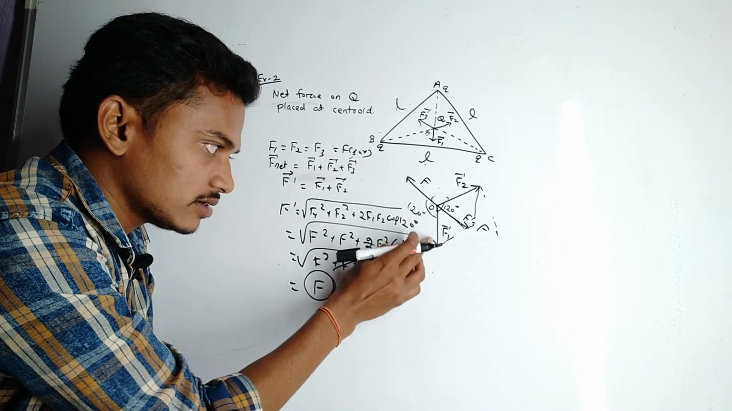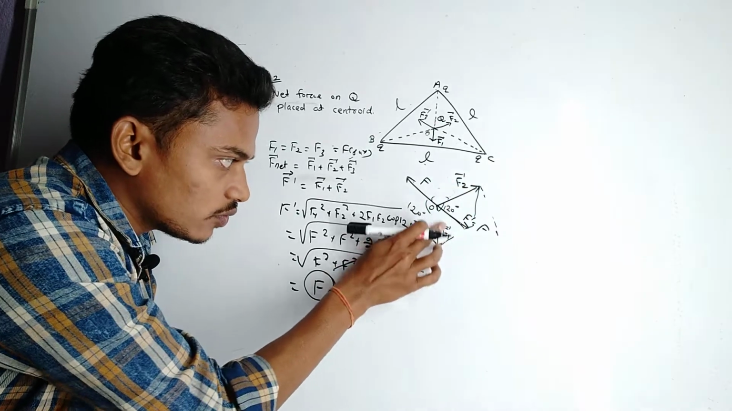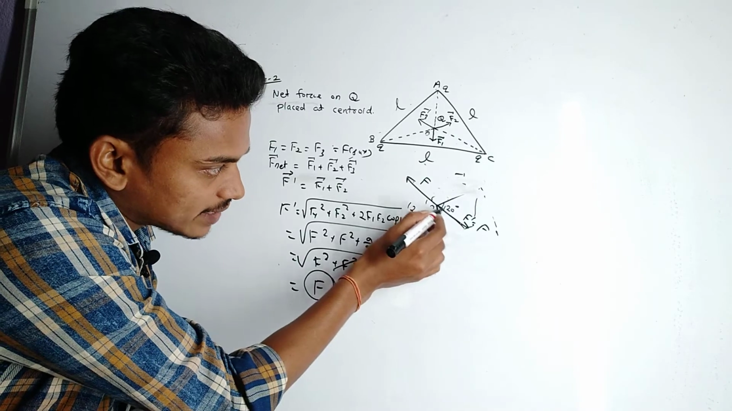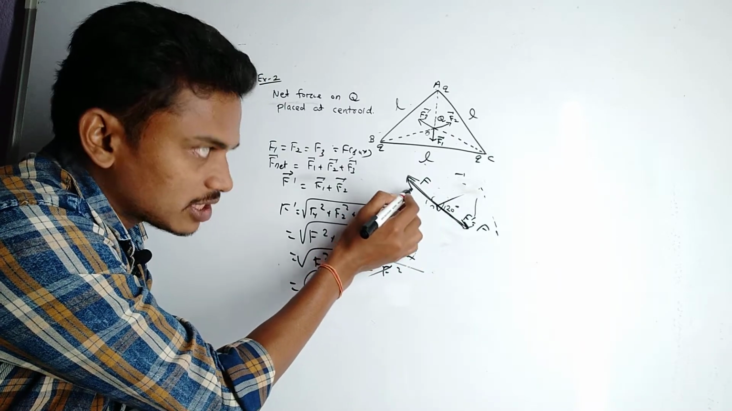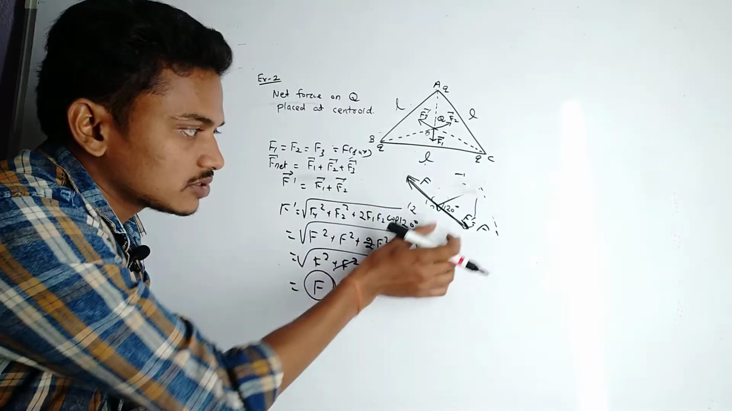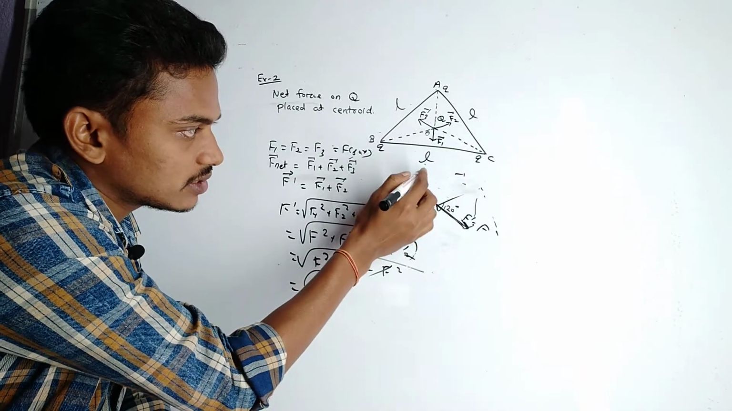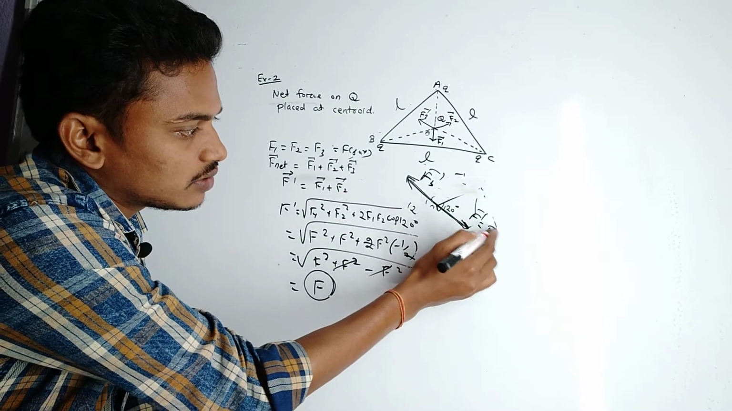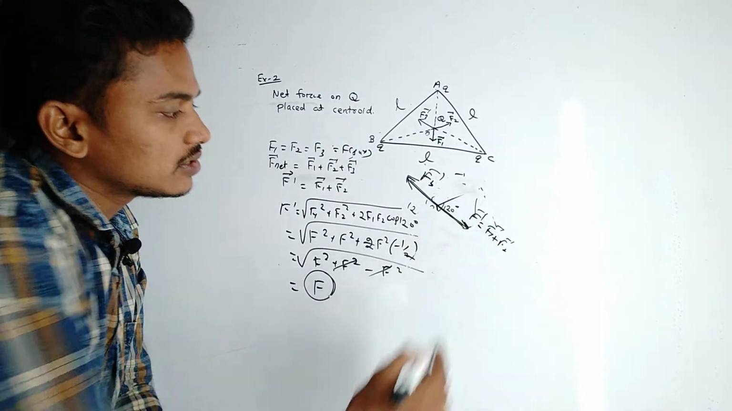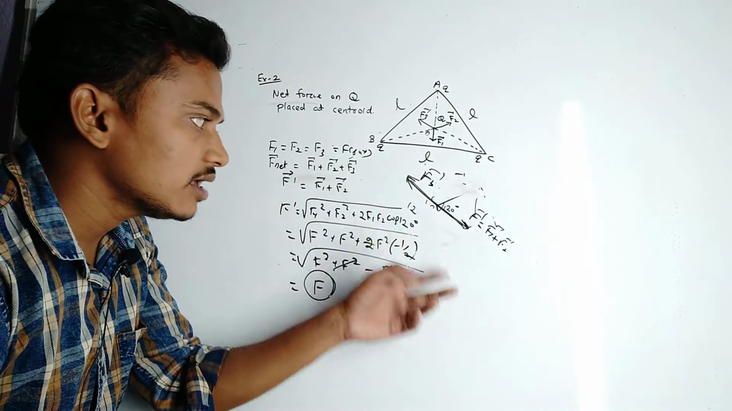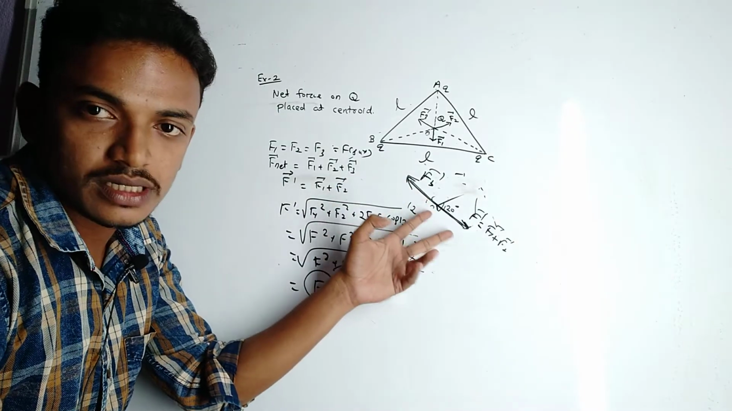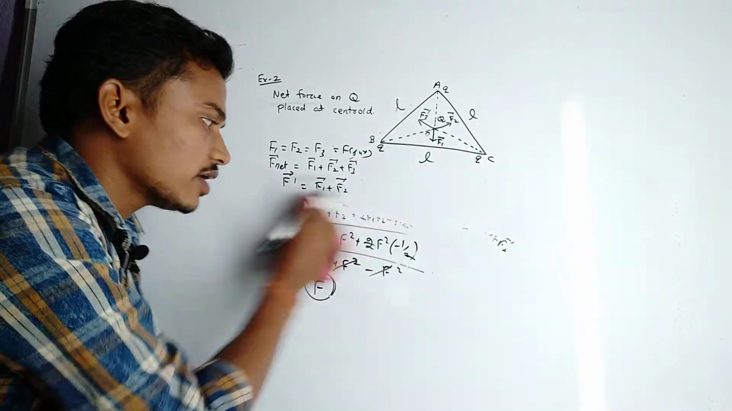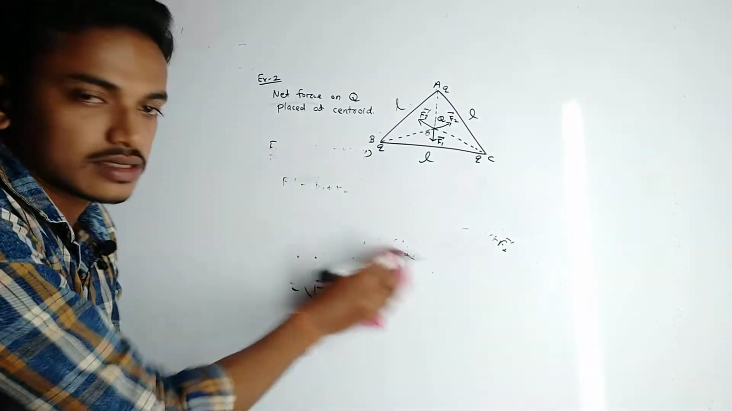So by adding F1 and F2 we get the F dash vector, which is exactly opposite to the F3 vector, having magnitude F. So these two vectors, this F3 vector and this F dash vector, which is F1 plus F2 vector, are exactly equal in magnitude and opposite in direction, so they cancel out. So the net force on the centroid is 0. Okay, this is the answer. Thank you.